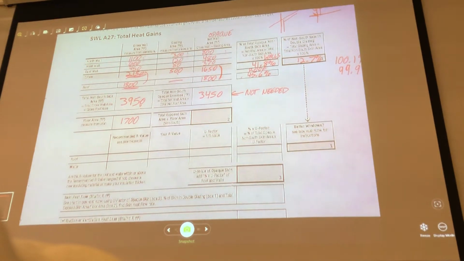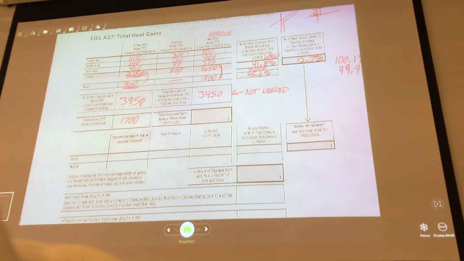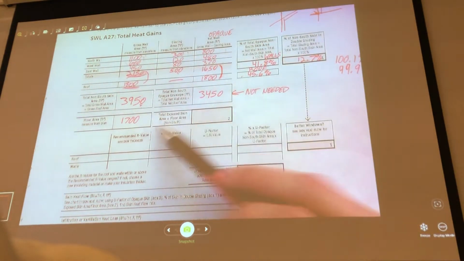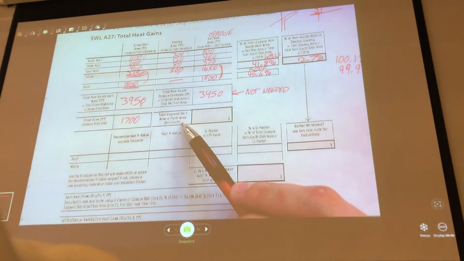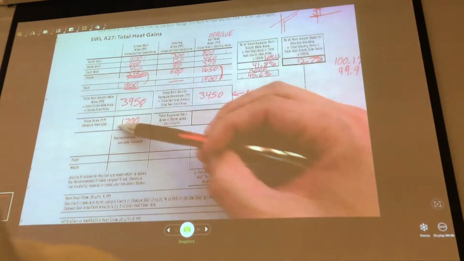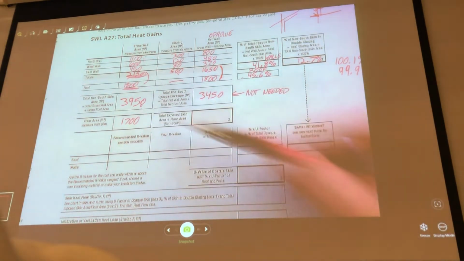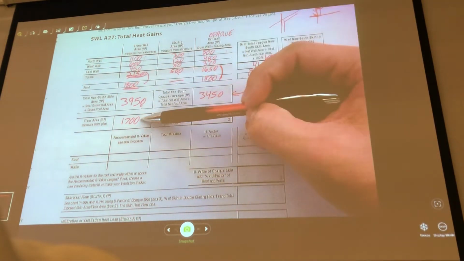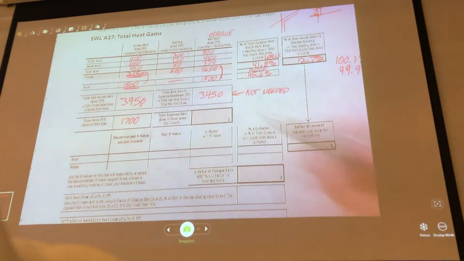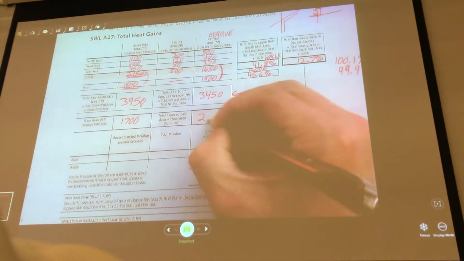Anything else so far? All right, now we've got the total exposed skin area divided by your floor area. So that's going to be our total skin area divided by our overall floor area. So 3,950 divided by 1,700 gives us a factor. In this case, our factor is 2.32.